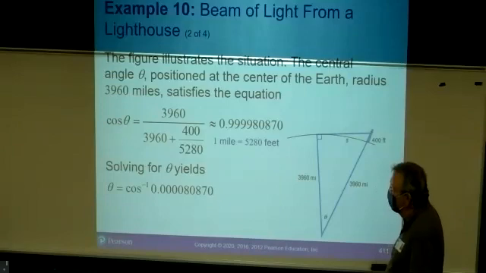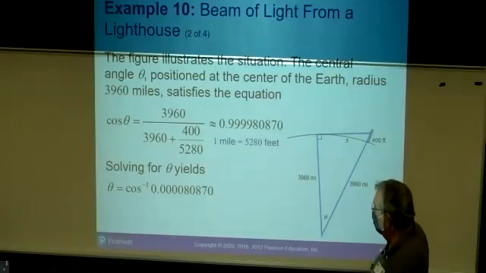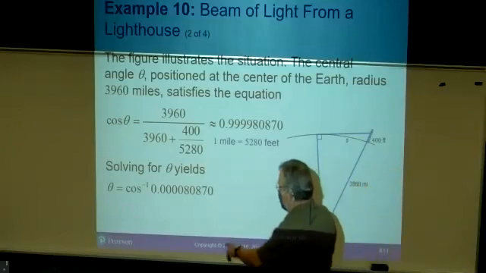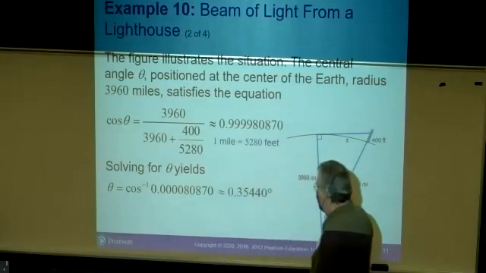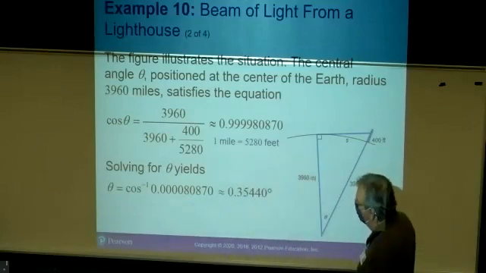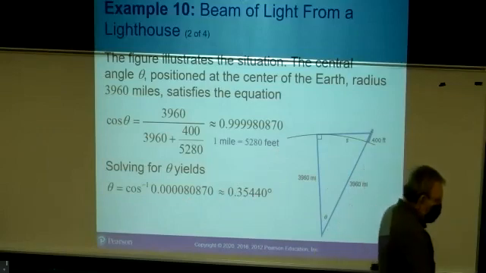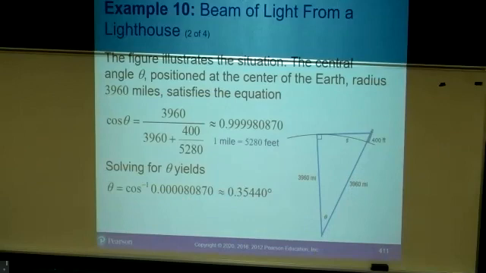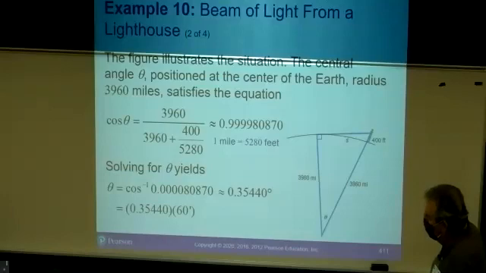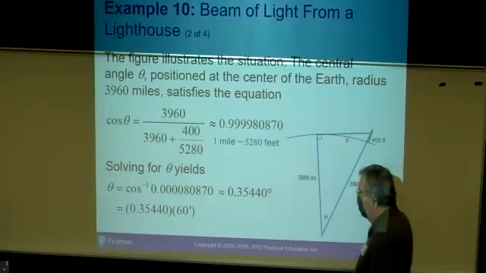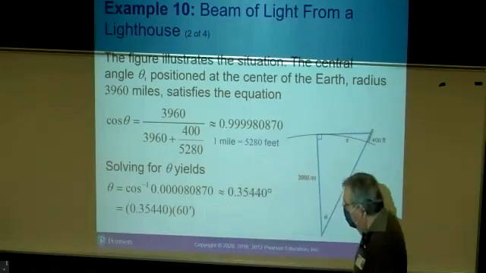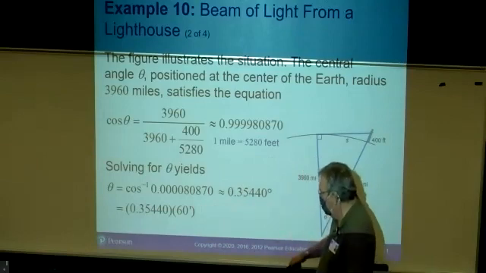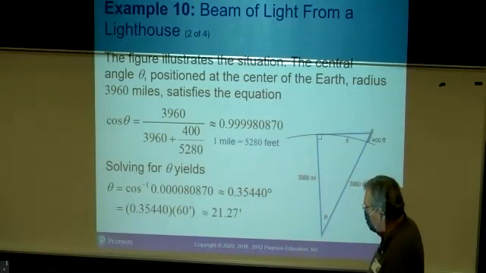Wait a second. These are supposed to be 9s, right? That's a major typo. And now they want to convert it to minutes. I don't know why they're going to convert it to minutes. Oh, I know why. So 60 times this decimal number gives us the number of minutes in decimals.